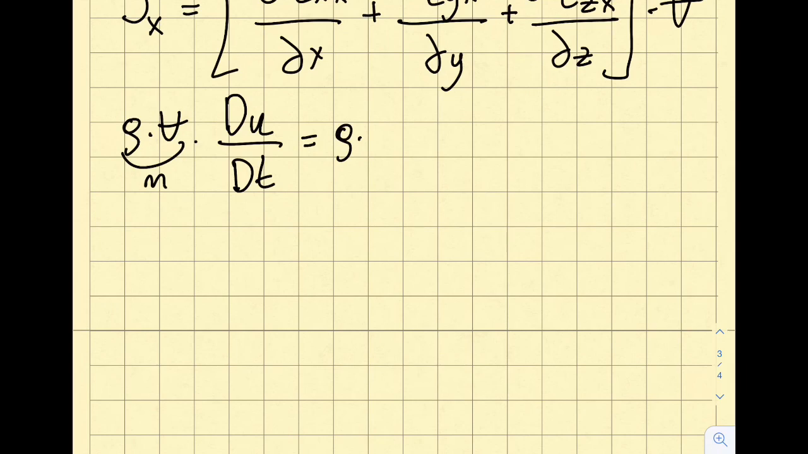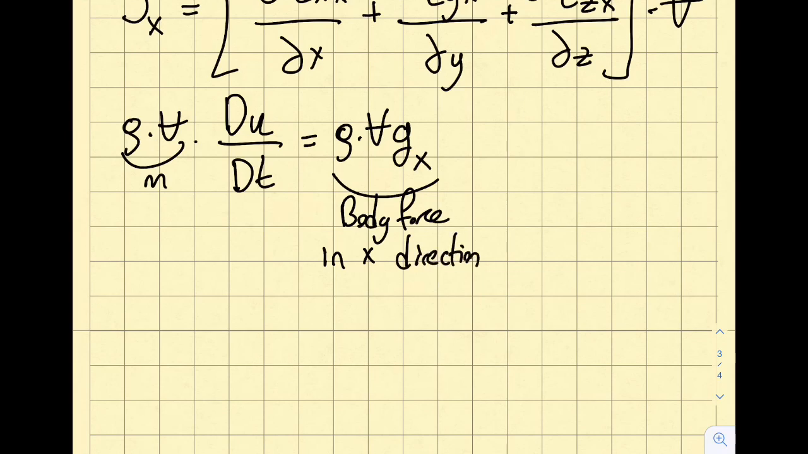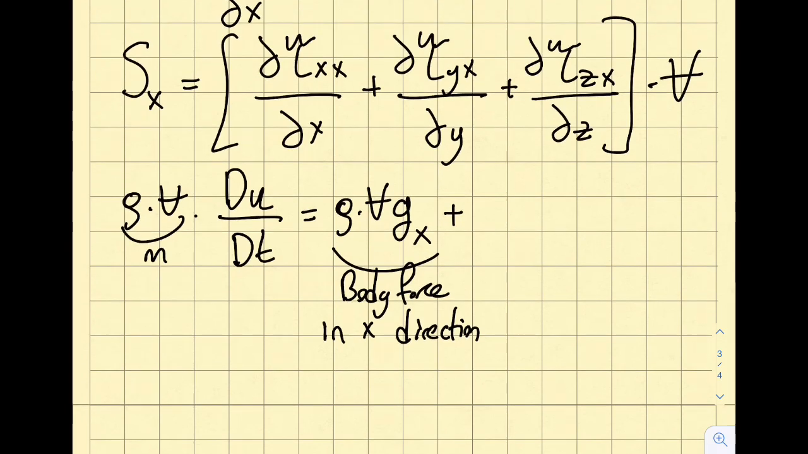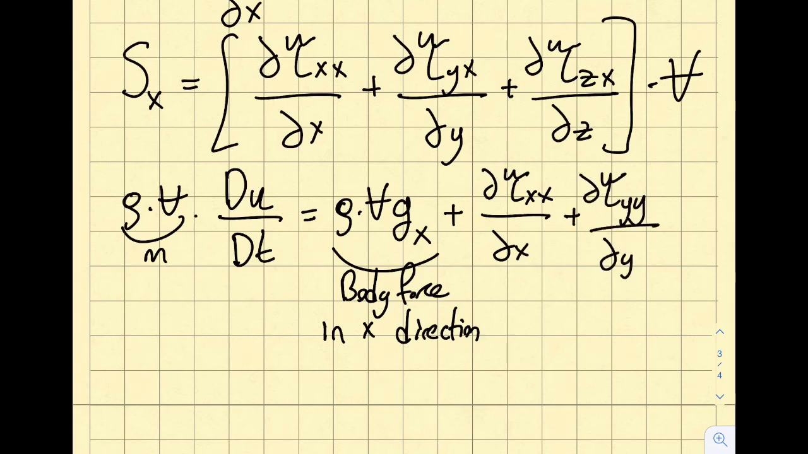rho volume gx. What I mean by this is the body force, right? This is the body force in the x direction, okay? And this will be plus basically this Sx, right? So let's just add them up: del tau xx del x plus del tau yx del y plus del tau zx del z, and let's not forget that this whole parentheses is multiplied by the volume, okay?